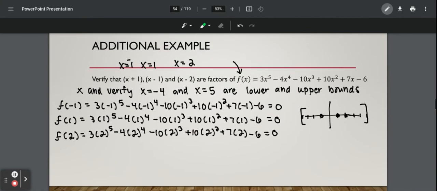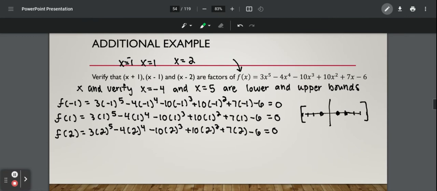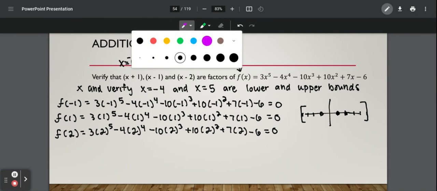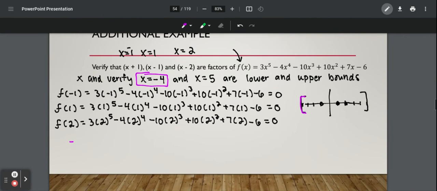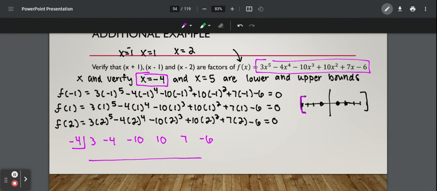So in these bounds problems, you will see they'll give you that lower and upper bound that you're trying to verify. In this case, this -4 is the lower bound. This is what we're trying to verify, that there's no zeros to the left of that. So we're going to set up our synthetic division with -4 and with this original polynomial that we had. So we'll have 3, -4, -10, 10, 7, and -6. And what we're looking for with the lower bound is that these numbers down here are supposed to alternate positive, negative.